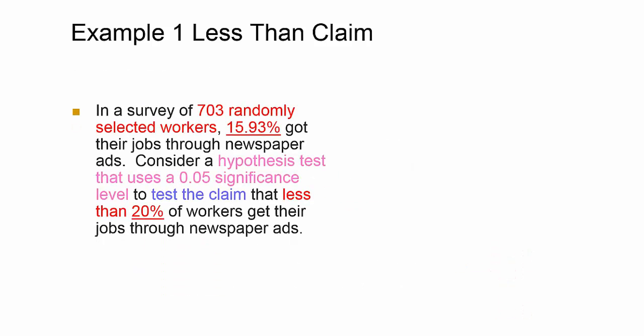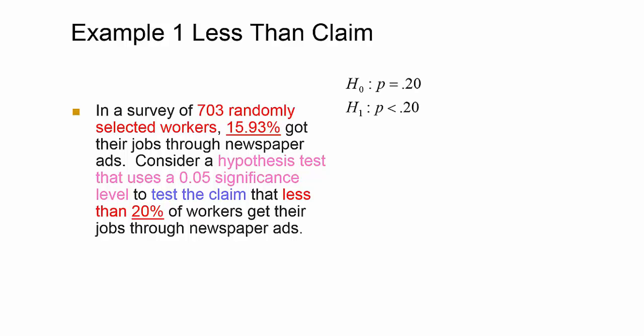Here's our first example. In a survey of 703 randomly selected workers, 15.93% got their jobs through newspaper ads. Consider a hypothesis test that uses a 0.05 significance level to test the claim that less than 20% of workers get their jobs through newspaper ads.